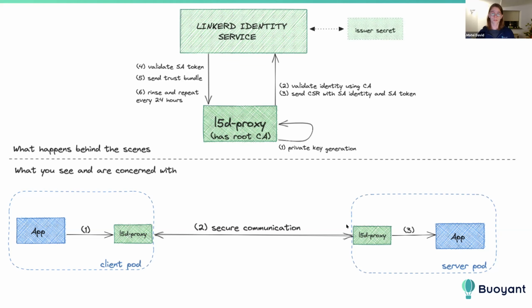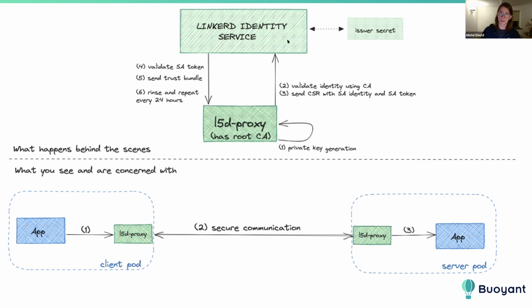mTLS is magical. It's out of the box. Everything is encrypted. But what actually happens to the proxy? Well, when it first starts up, the proxy starts up with the root CA in its memory. And we use this for certificate validation. The first step that it does is it generates its own private key. It does this only once in its lifetime, and it will use this private key to decrypt stuff.